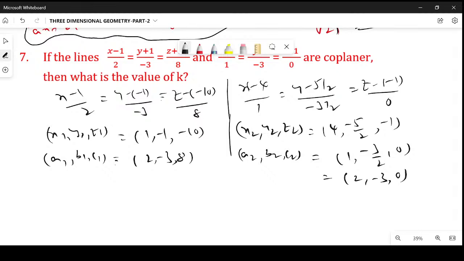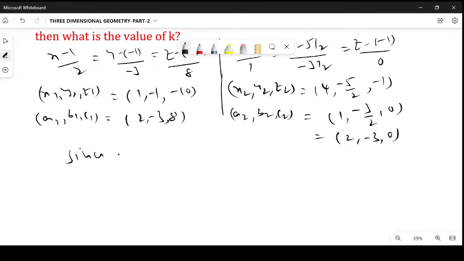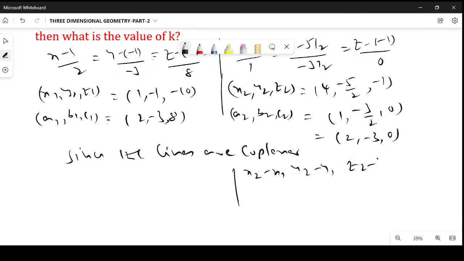Then since the lines are coplanar, this is a property you can write: the determinant of x2 minus x1, y2 minus y1, z2 minus z1, a1, b1, c1, a2, b2, c2 equals 0. Whenever the given lines are coplanar, this determinant will be 0. When the given lines are coplanar, the determinant of x2 minus x1, y2 minus y1, z2 minus z1, a1, b1, c1, a2, b2, c2 equals 0. You can substitute the values now.